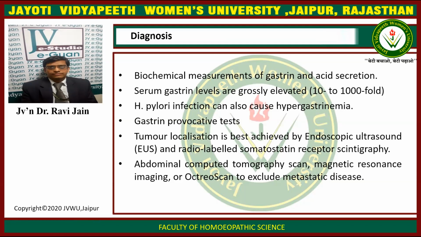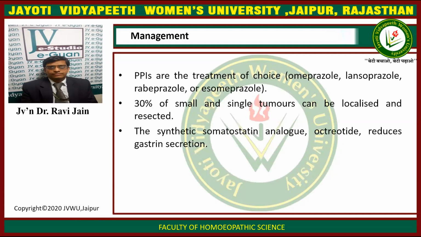Tumor localization is best achieved by endoscopic ultrasound, EUS, and radio-labeled somatostatin receptor scintigraphy. Abdominal computed tomography scan, magnetic resonance imaging, or the bone scan can be done to exclude metastatic disease. This is that. Now, how will you manage the case of Zollinger-Ellison syndrome?